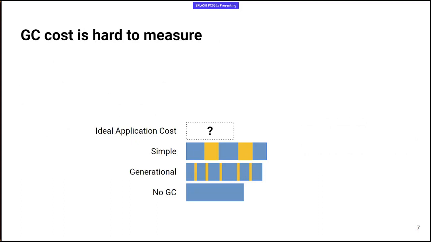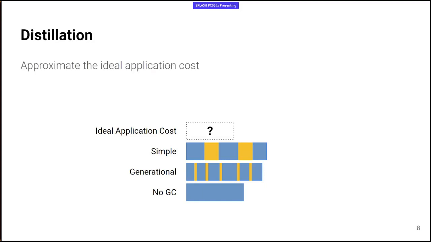Okay, and then we could say, let's compare these things against that. Now, as I said, we can't get this because we don't have the magical GC, so we have a bit of a conundrum. So what can we do? Well, we can approximate it, and the technique that we use for doing that, which is what Zosian's work developed, is what we call distillation. So we're going to distill out the best effort we can at what the GC costs are and take them away. Imperfect, but better than nothing.